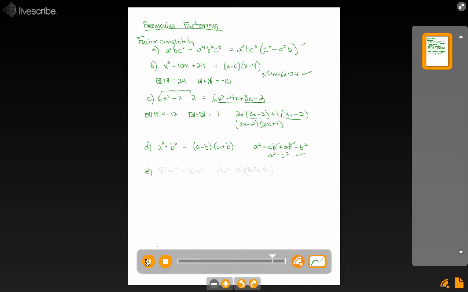So to show you another example of that, if I had 81m to the 4 minus 16n squared, I say, okay, well, there are no common factors, but they are perfect squares. First one, 9m squared, and the second one, 4n. If I put a minus in one bracket, a plus in the other, you can try expanding it, and you'll end up with the expression you started with.